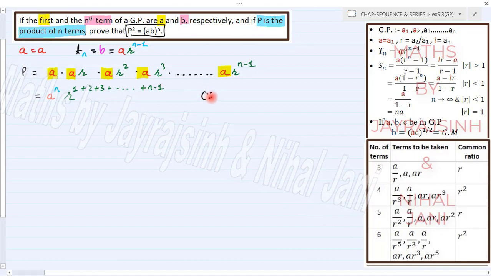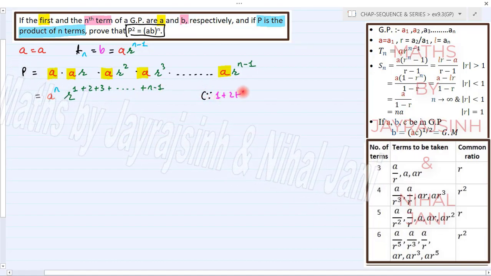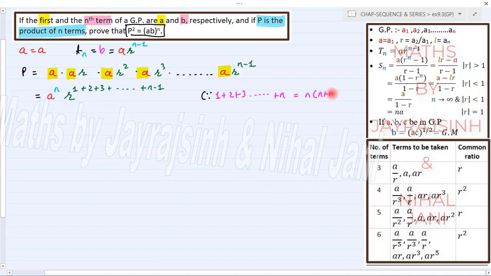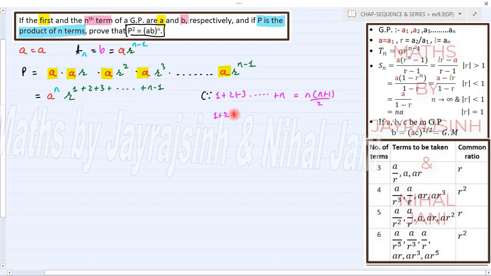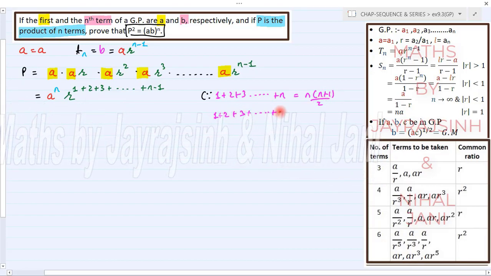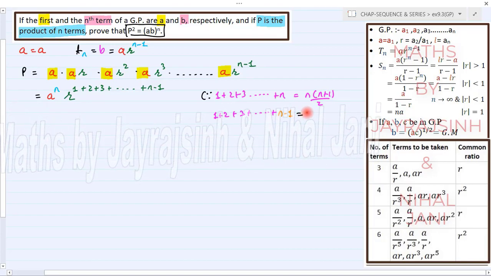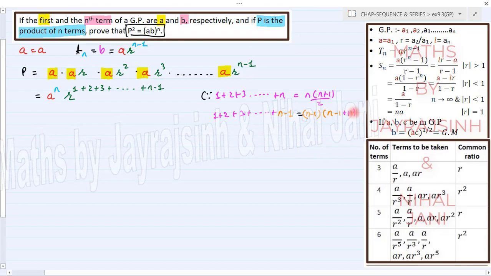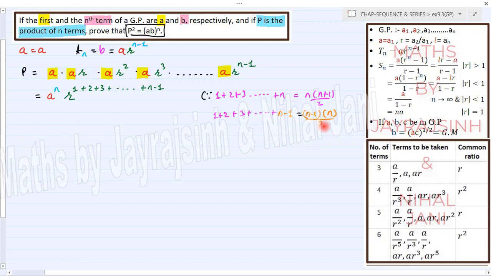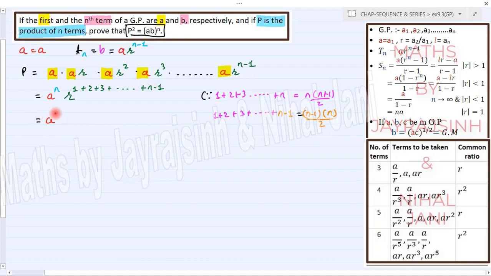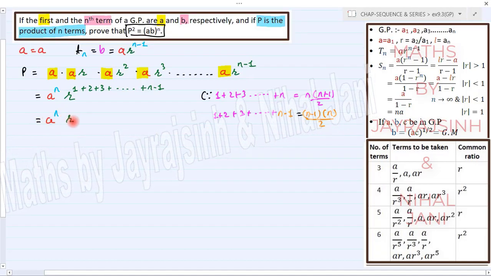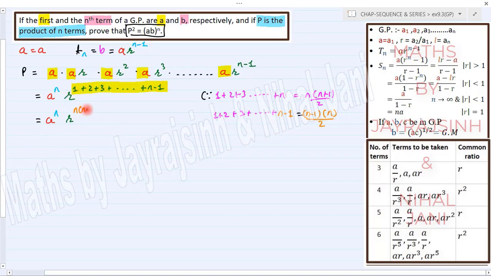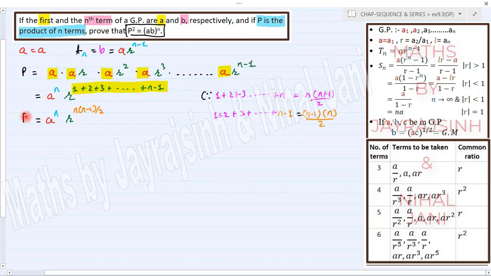Now we know that 1 plus 2 plus 3 up to n is given as n into (n plus 1) by 2. So if we replace n by n minus 1, we will get (n minus 1) into (n minus 1 plus 1), which becomes n, by 2. So we can say we will get a raised to n into r raised to the summation of 1 to n minus 1, which will be n into (n minus 1) by 2. So we get our P.